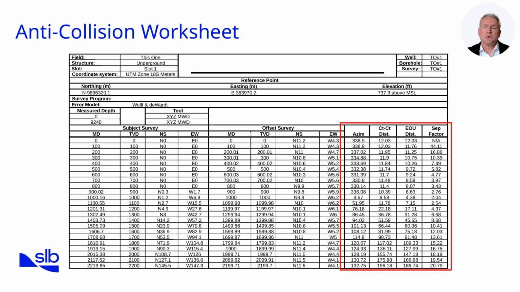As we talked about before, the separation factor is the center-to-center distance divided by the combined EOU of the offset and planned wells. When the separation factor goes below 1.5, this is a minor risk alert. When planning a well, we should make sure we are greater than this. In this example, the lowest separation factor is 2.04 feet, which is acceptable. We can also obtain anti-collision scans that incorporate all the offset wells of interest and highlight only the closest well for each 100 feet, providing the azimuth, center-to-center distance, EOU distance, and separation factor.